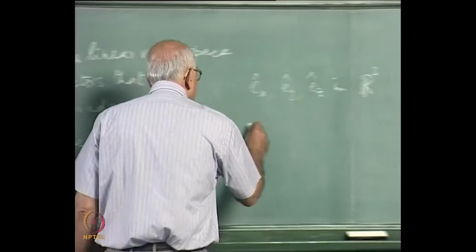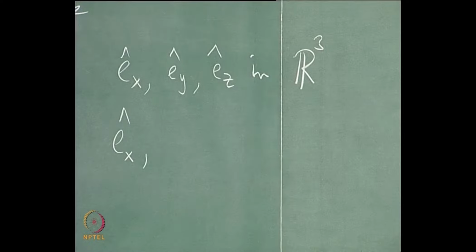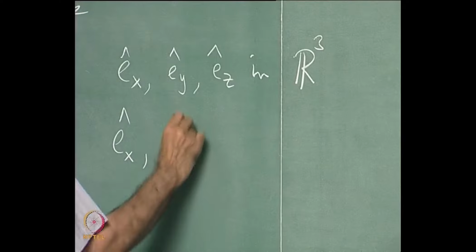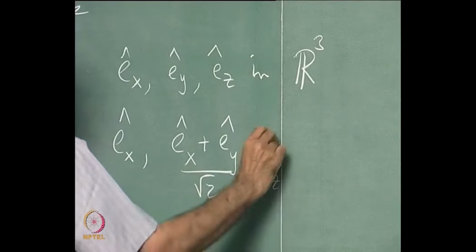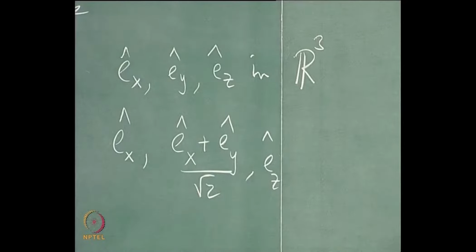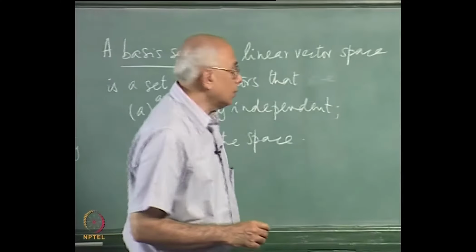So just as I said Ex, Ey, Ez form a basis in R3, you could also have a basis which is, for instance, Ex plus Ey over root 2, and Ez. This is as good a basis as the other. What is the only difference between these two bases? They are not orthogonal. This vector is not orthogonal to this vector. It is as if you chose the x axis and the 45-degree line in the xy plane and the z axis as the special directions, but nothing else is lost.